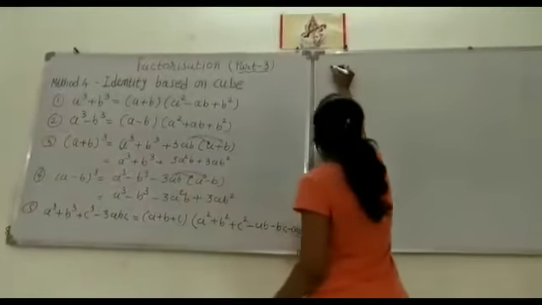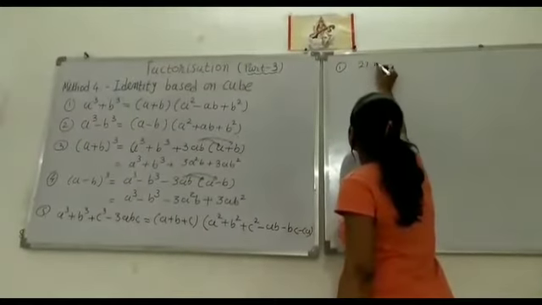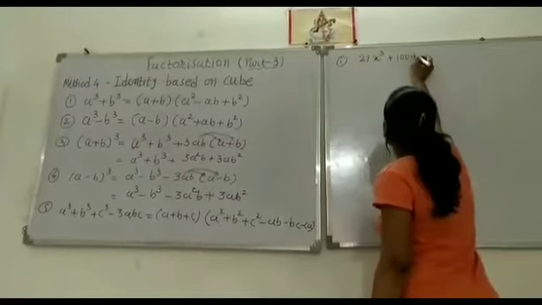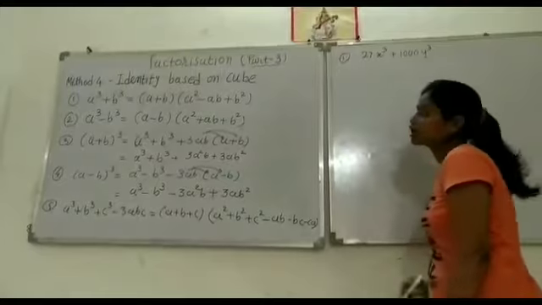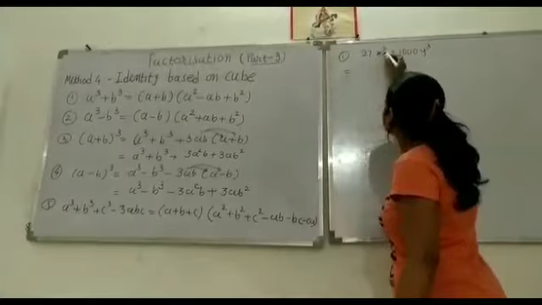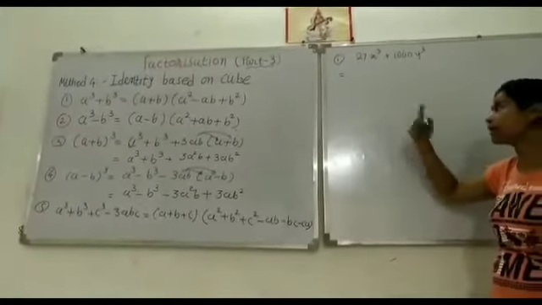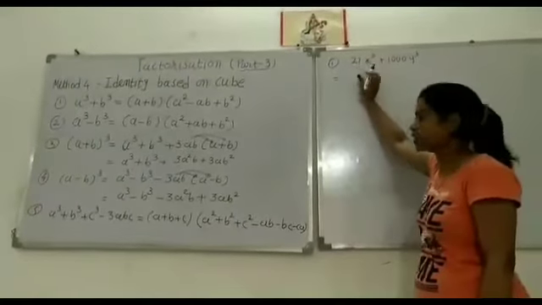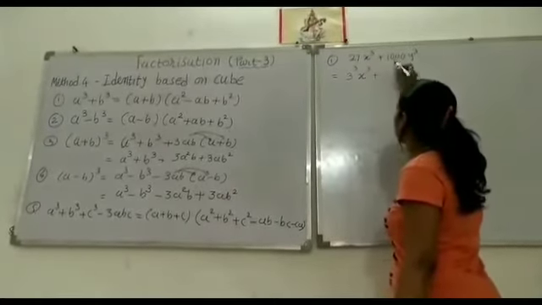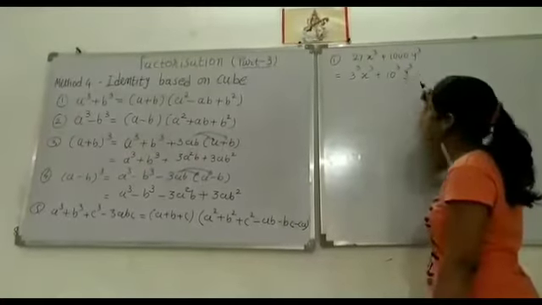First, suppose you want to find the factorization of 27x cube plus 1000y cube. So how can we find it? This is a cube, so you have to think that definitely a cube identity is applicable here. Now 27 is the cube of 3, so you write this as 3 cube, and this is x cube. Now 1000 is the cube of 10, so you write here 10 cube and this is y cube.